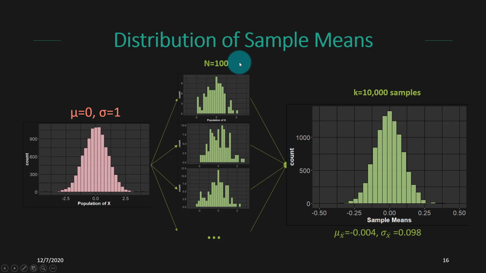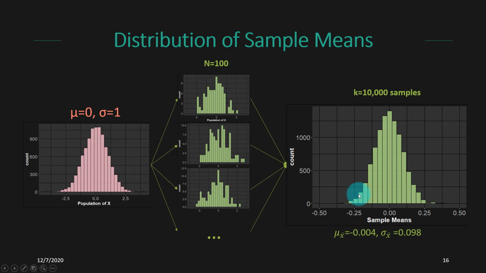Similarly, we can look at this now with n of 100. Again, we're drawing from the same parent population. Here are the 3 samples I showed you earlier, but let's assume I'm repeating this procedure over and over until we get 10,000 samples. We end up with a distribution of sample means that looks like this. Now you can see again, the mean of this distribution of sample means is very close to 0, which is the true mean of the population. And its standard deviation, though, is even smaller. Now the standard deviation of the means is 0.098.